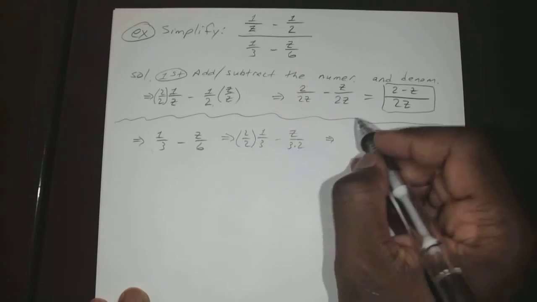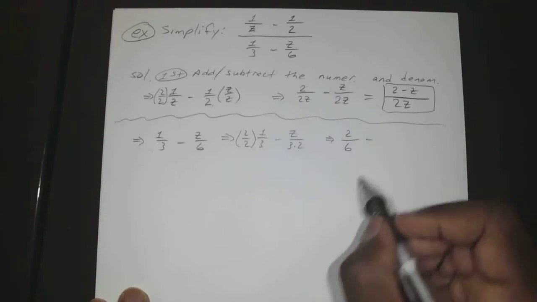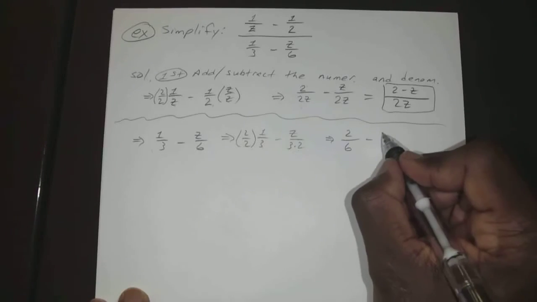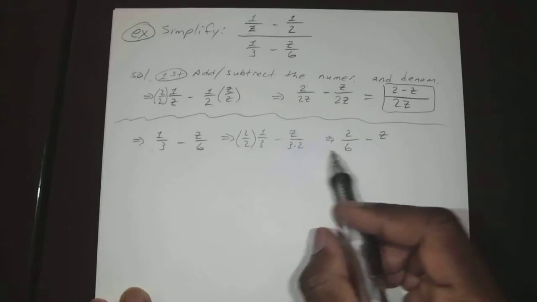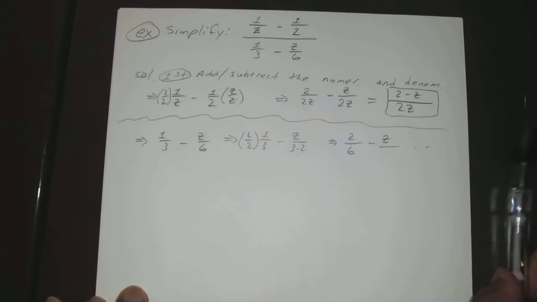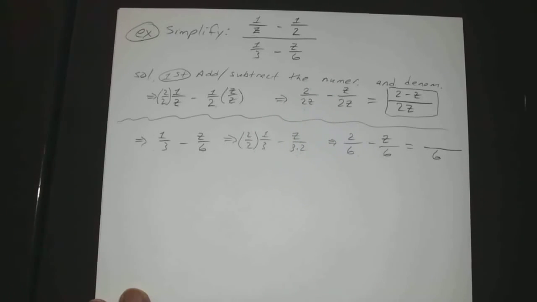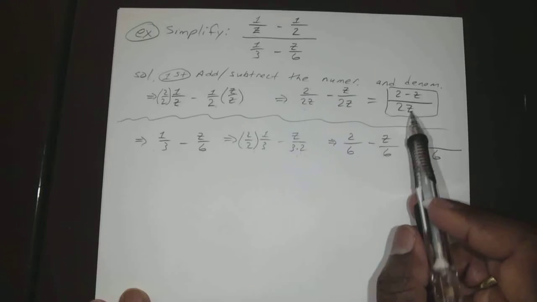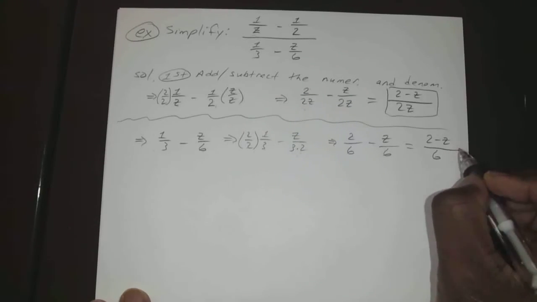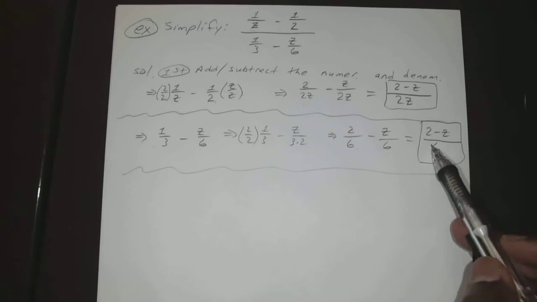Okay, so you have 2 times 1, which is 2, over 2 times 3, which is 6, minus z, since you didn't have to multiply that one by anything, over 3 times 2. Well, should have been 6 there. Okay, so something over 6 minus something over 6 is just going to be something over 6. And just like above, we subtract 2 minus z. Okay, so that means we can now replace our numerator and denominator.